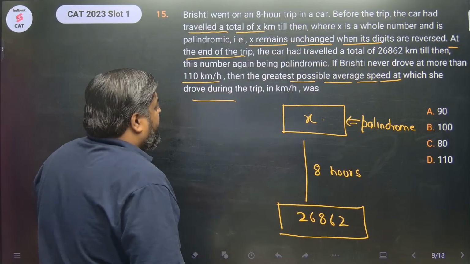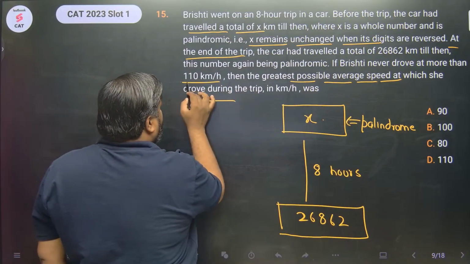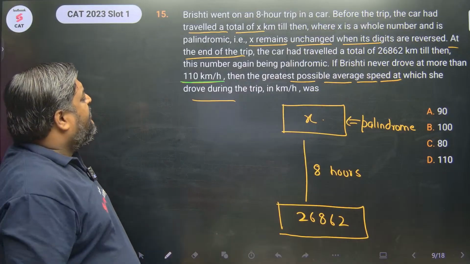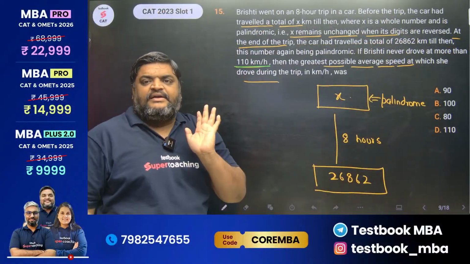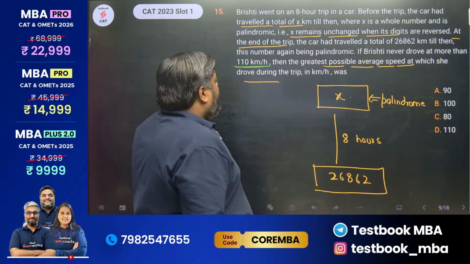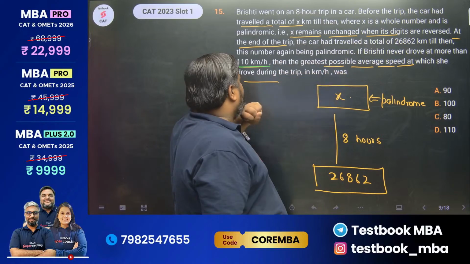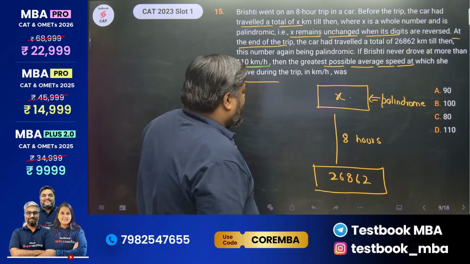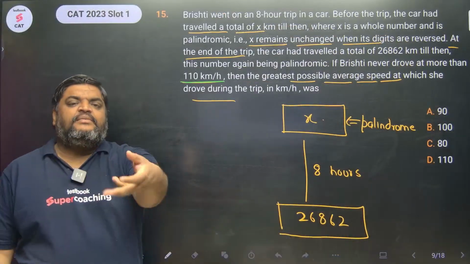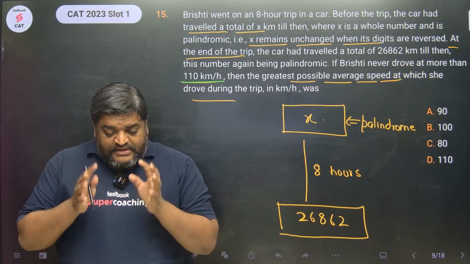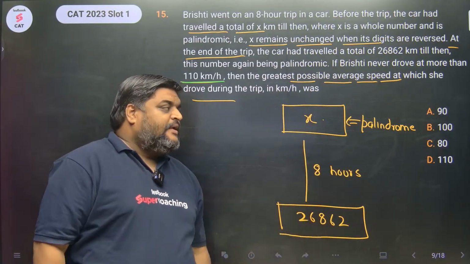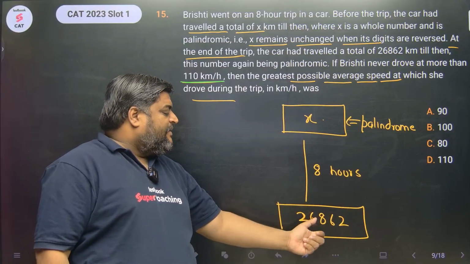And throughout the trip, she never drove with a speed more than 110 km per hour. उसका जो maximum speed था could be 110 km per hour. It cannot be more than 110. So the greatest possible average speed of the trip was what? ये पूछा है. Then what could be the maximum possible speed so that 8 घंटे के बाद भी एक पैलिंड्रोम रहे, इनिशियली भी एक पैलिंड्रोम.